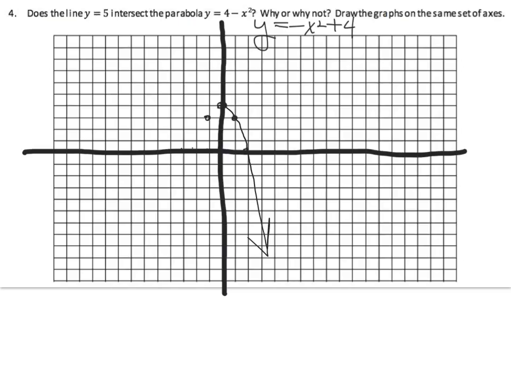That's pretty good. And now the line y equals 5 is up here. So they actually don't intersect. We have no solution. Okay, no solution. They don't intersect.